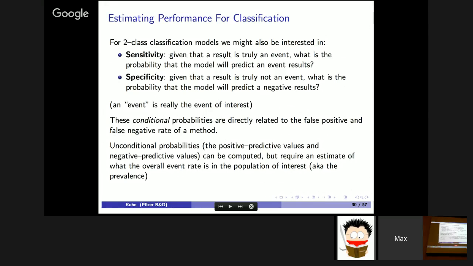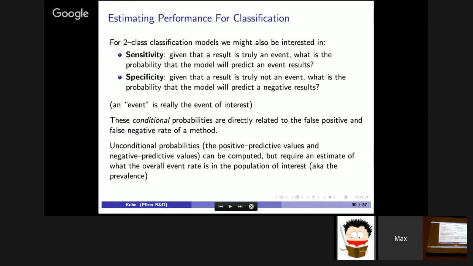If you're very Bayesian, the conditional probabilities are on the right-hand side, top of the fraction in Bayes' rule. They don't take into account the prevalence or the prior probability of being an event. People use them a lot, and I have a whole rant about why that is. But it's what people tend to use in two-class systems. There's precision and recall, which are slightly different. I'm going to mostly focus on sensitivity and specificity.